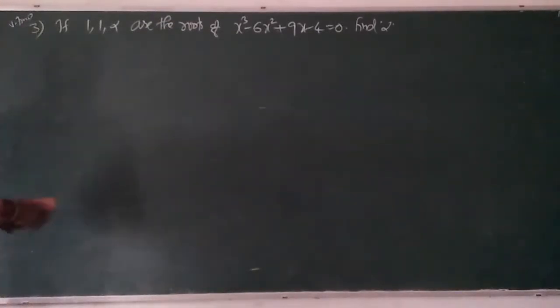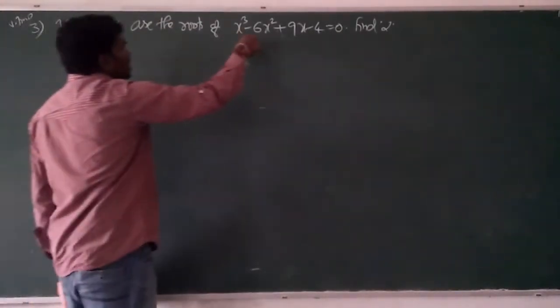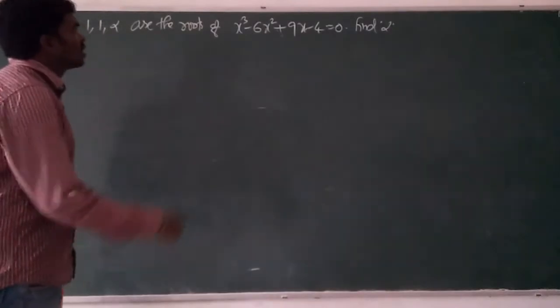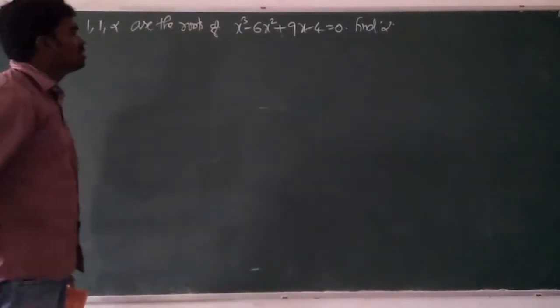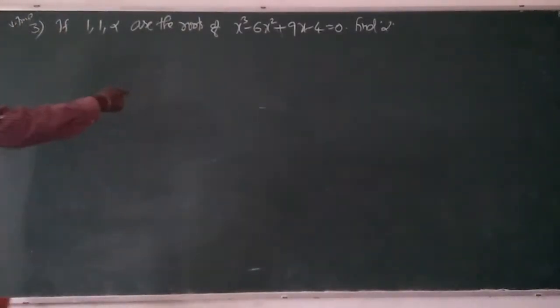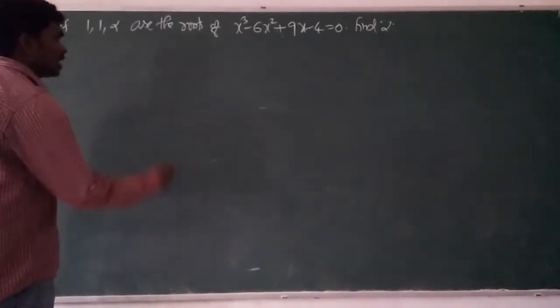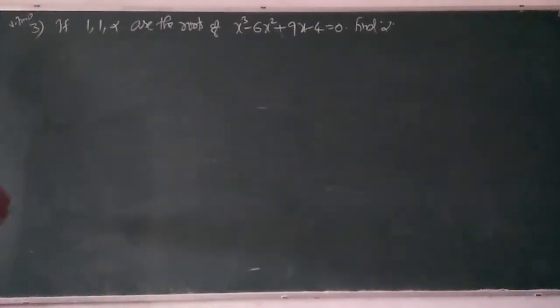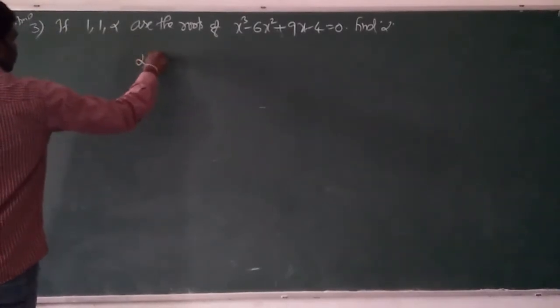Yes, very good. Okay, now how can we do? Compare with ax cube plus bx square plus cx plus d. Right? What is a, what is b, what is c, what is d? Then use the sum of the roots formula, minus b by a, and you can get the answer, that is alpha equal to 4.